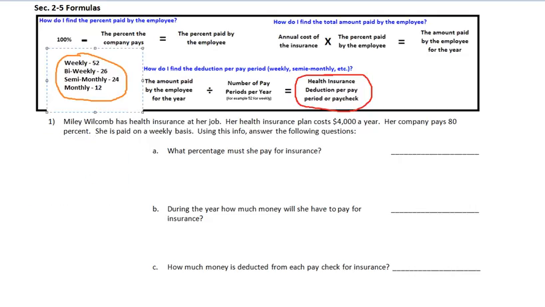I'm going to plug mine right in there. There we go. So let's go ahead and work on an example.